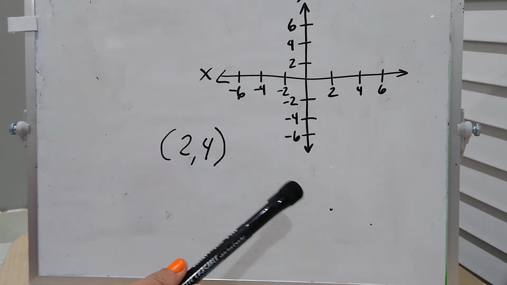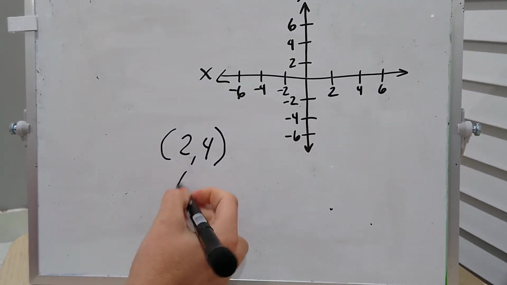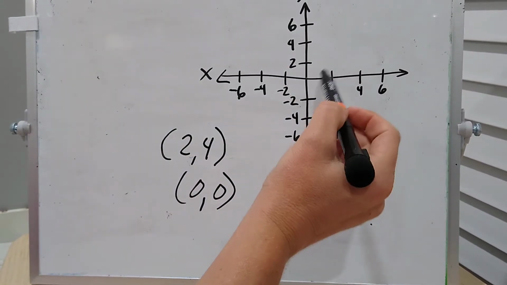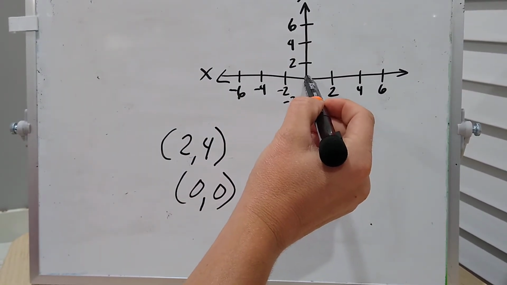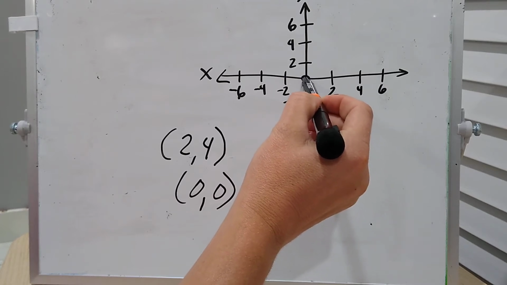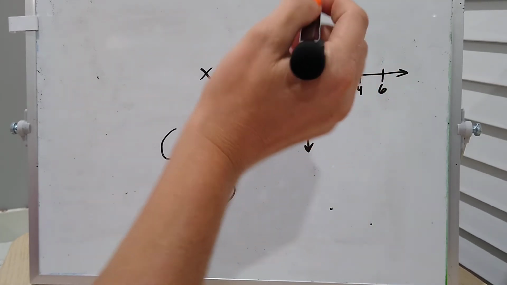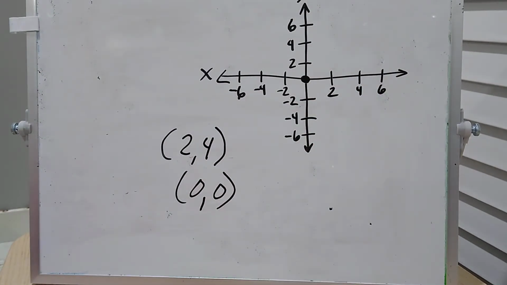Okay? Now, if we had an ordered pair of 0, 0, so that means that we are starting in the center here and we're not moving. This has a name. Okay, you should have thought or said origin. So 0, 0 is the origin.